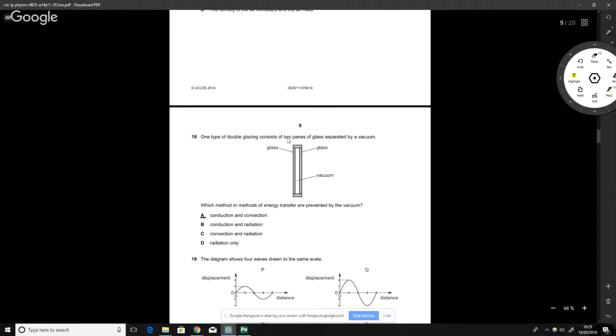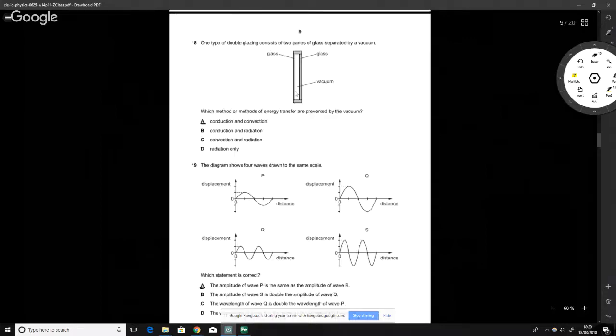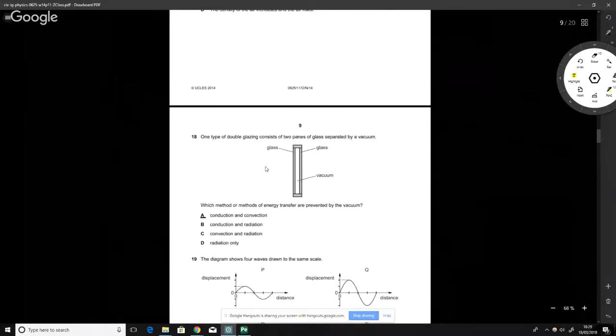All right. One type of double glazing consists of two planes of glass separated by a vacuum. Okay. The idea is to try and stop the transfer of, let's say, this is inside, this is out. Actually, let's draw this a little bit neater. So this is inside, this is outside. And we basically want to try and stop the thermal energy from getting across. So there is no air inside here.